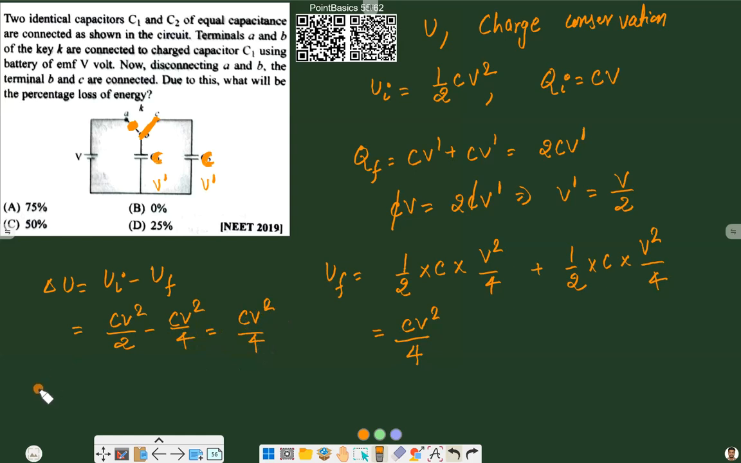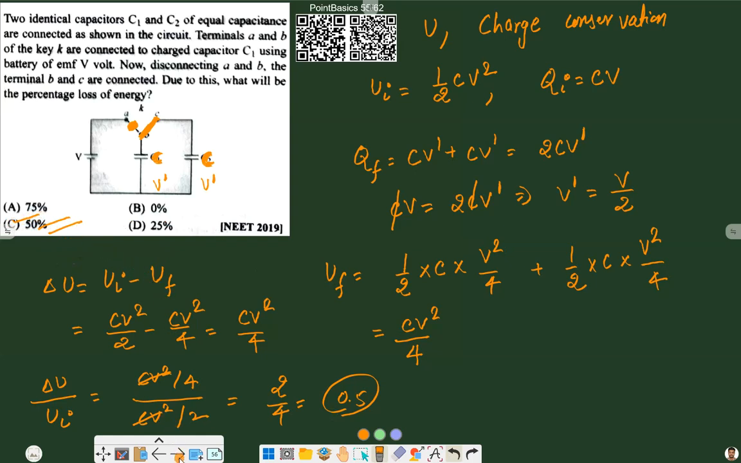And in percentage, it will be delta U by U initial. So CV square by 4 divided by CV square by 2. CV square gets cancelled. This 2 on the top and 4 in the denominator, so it will be 2 by 4, or half, or 0.5. And in percentage, 50% is the right answer.